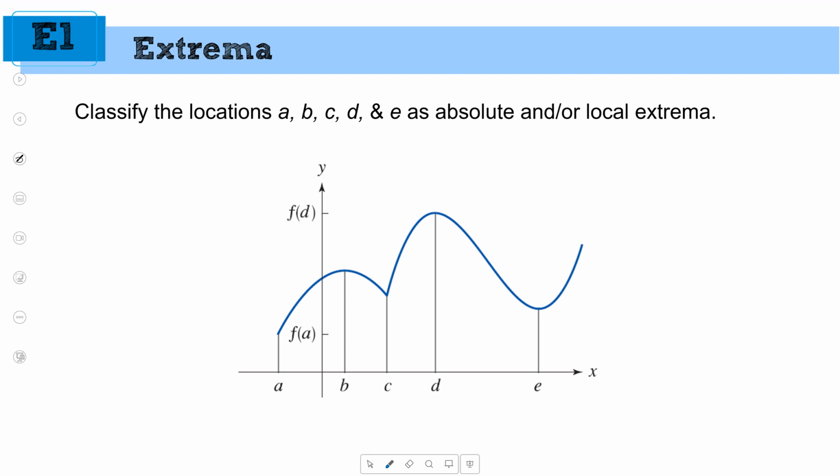Start over. It is a local max. Anything else? Absolute max. Anything else? Say no, because that would be ridiculous. It can't be a max and a min at the same time. Okay. Everybody agree? D is the highest point on the entire graph. It's also the highest point in that little neighborhood. Let's give it up for Kate.